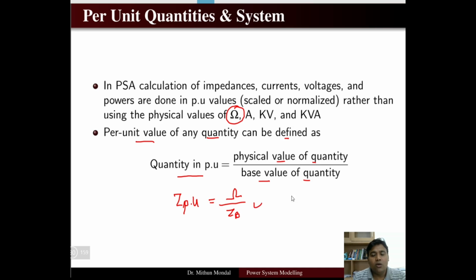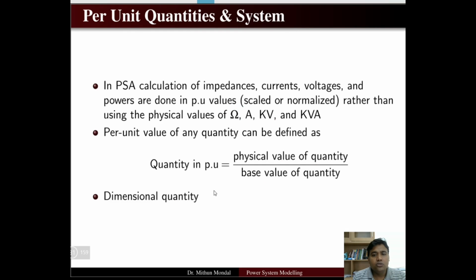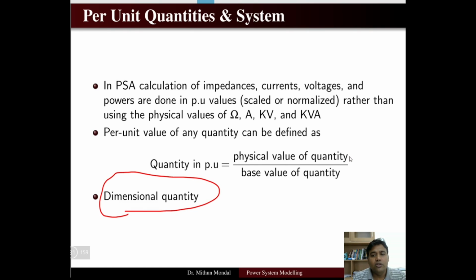Now, if we are going to take the per unit value of the current, similarly the per unit value will be the physical value of the quantity in ampere divided by the current base, and the same for the voltage as well as the power. So here we can see that the per unit quantities are dimensionless quantities because both numerator and denominator will be of the same dimension, same units, and thus it is a dimensionless quantity.